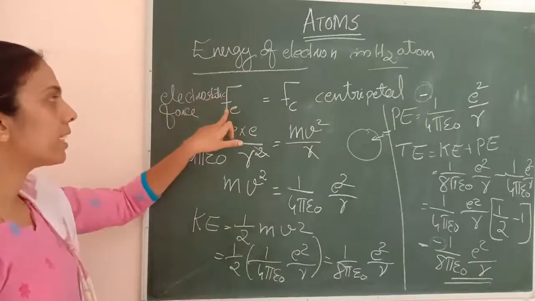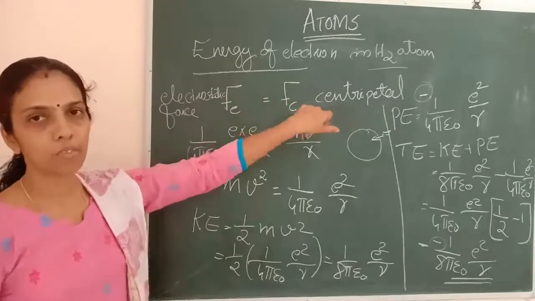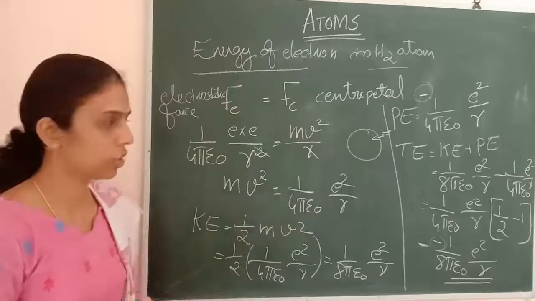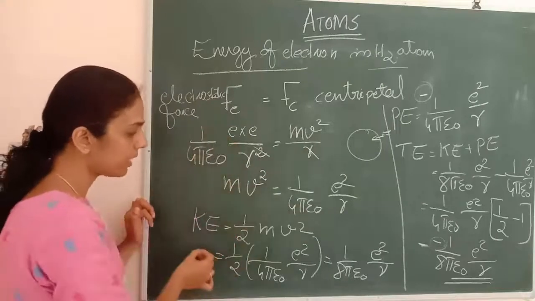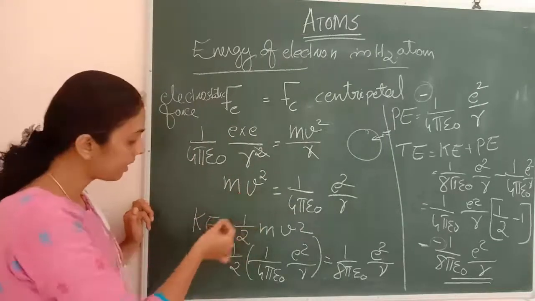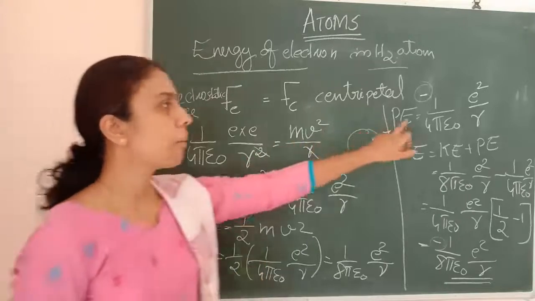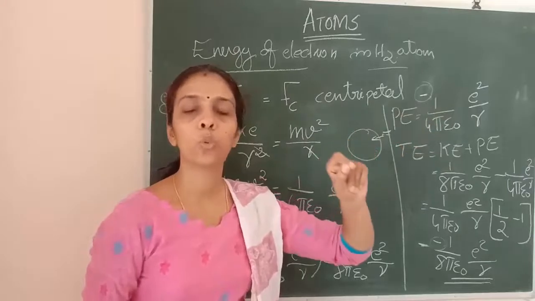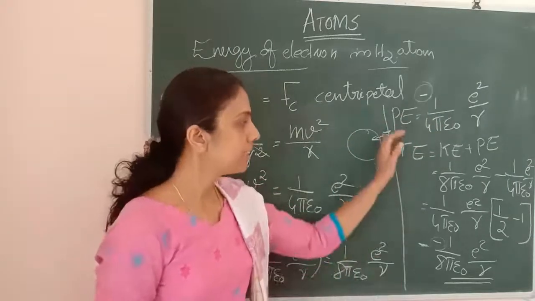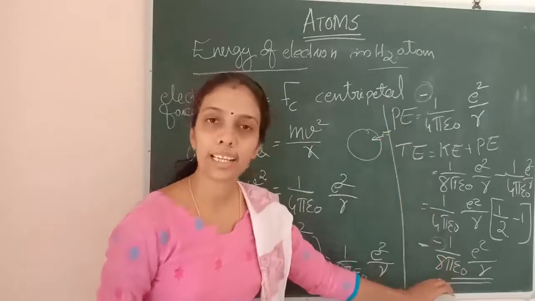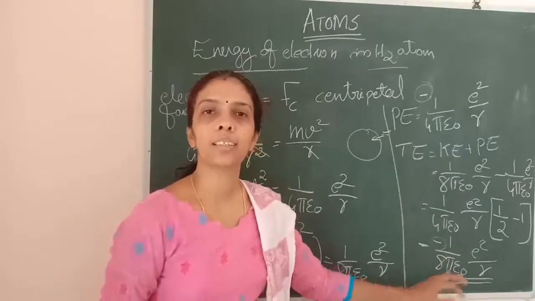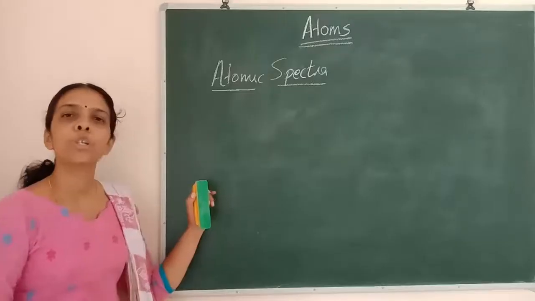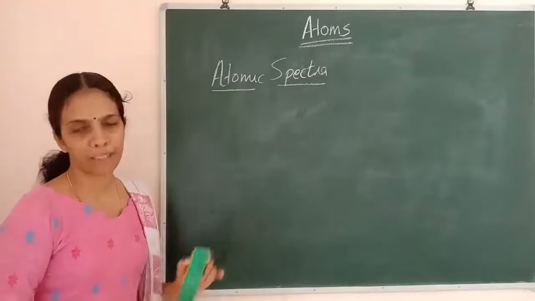First we consider the electrostatic force and the centripetal force. Both are balancing each other, that is why the electron can stay in its position. Then, equating them, first we find the value of mv square and half mv square, and substitute. Potential energy, the electrostatic potential energy, is 1 by 4 pi epsilon 0 q1 q2 by r. Then we find the total energy, which is negative. From that we can conclude that the electron is bound to the nucleus. Clear? So next is atomic spectra.